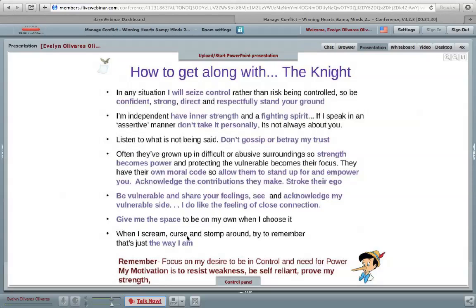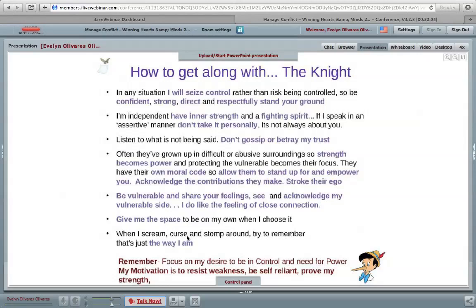Often, these people have grown up in difficult or abusive surroundings, so strength becomes power. And protecting the vulnerable becomes their focus. They have their own moral code, so allow them to stand up for you and empower you. Acknowledge the contributions they make and stroke their ego. Be vulnerable and share your feelings. See and acknowledge my vulnerable side. I do like the feeling of close connection. Give me the space when I choose it to be on my own.